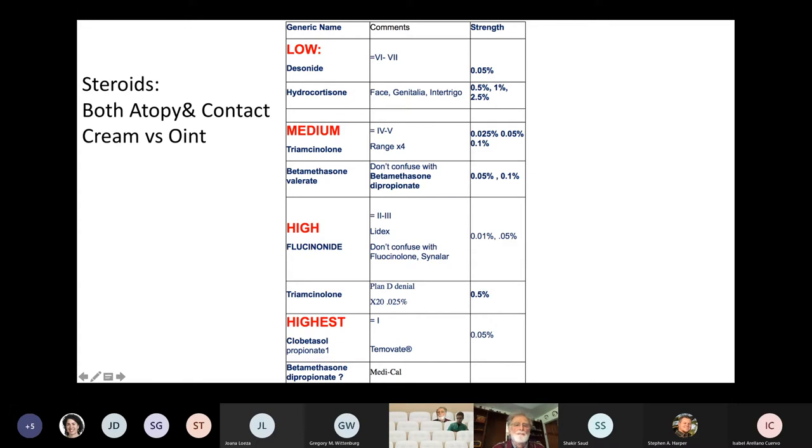Starting with the lowest level, the workhorse here is hydrocortisone. Desonide is a little bit stronger, and Medi-Cal doesn't cover it. So that's why we have these two categories. And this is what you use on the face and the genitalia in the intertriginous areas. Intertrigo, skin on skin, multiplies the effect of a steroid. So you put a strong topical steroid in the intertriginous area, you may get some atrophy, and you don't want that.